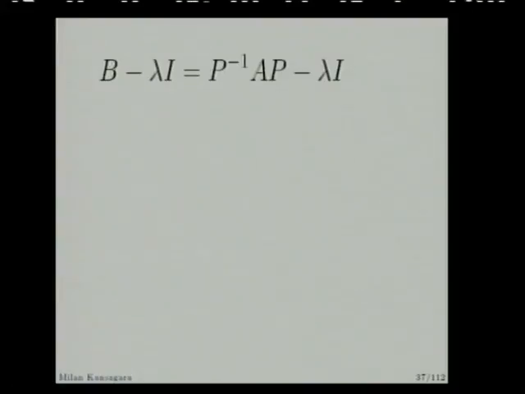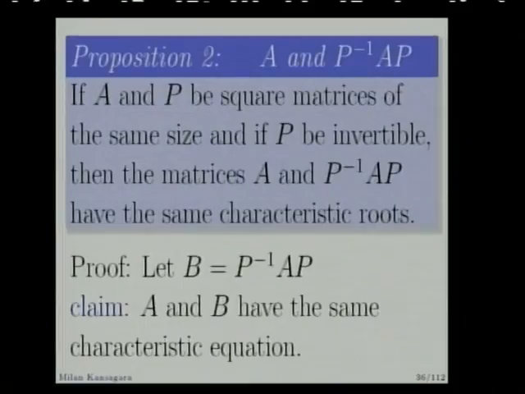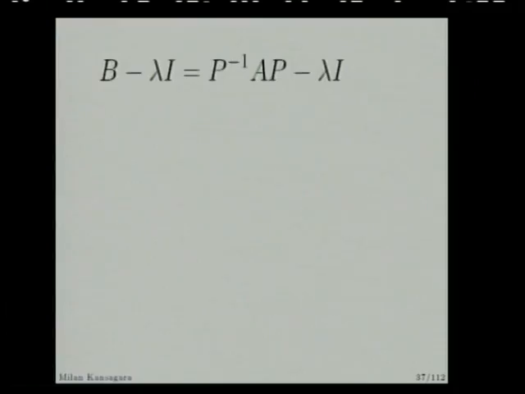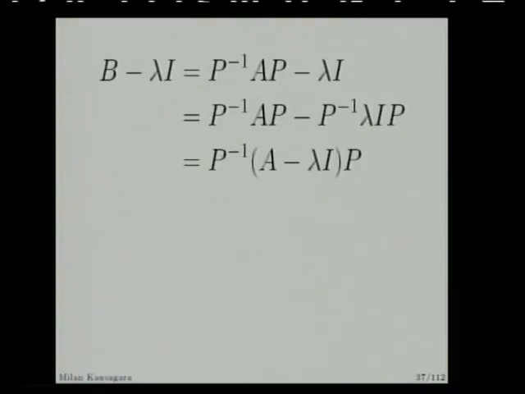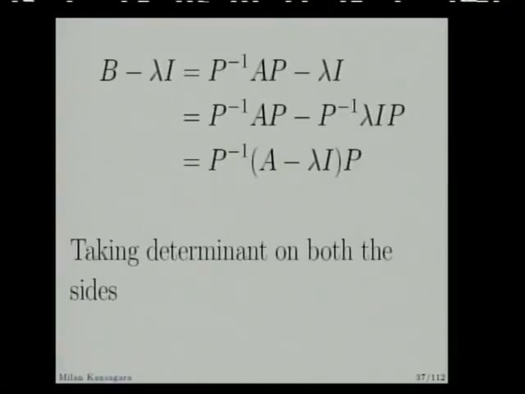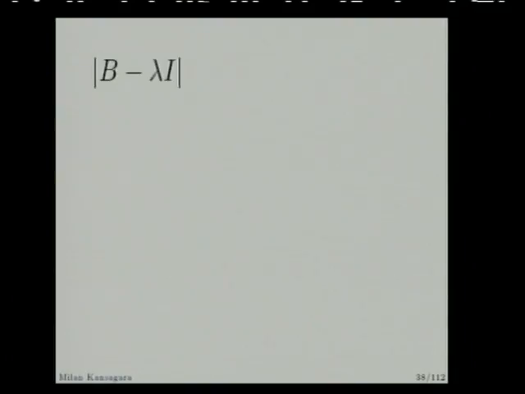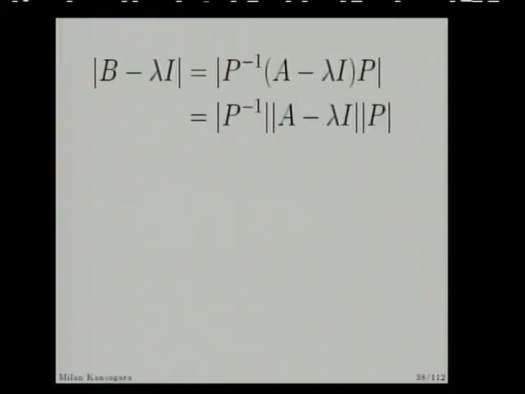Let us start with B minus lambda I. But B is what? By our assumption B is P inverse AP. So P inverse AP minus lambda I, and we multiply by both P inverse and P. Now take P inverse common from the left and P common from the right. Now taking determinant on both sides, we can split it into the individual determinants: determinant of P inverse, determinant of A minus lambda I, and determinant of P.